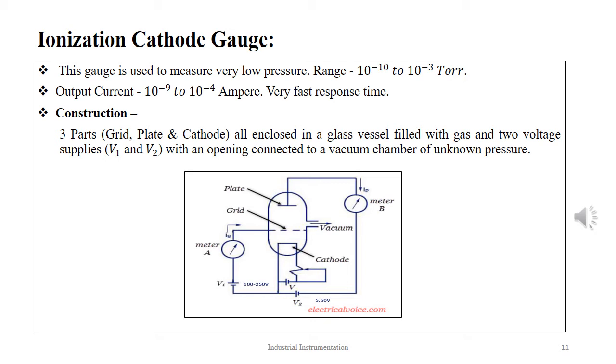The gauge has three electrodes, namely the cathode, which is the heating element, grid, and a plate, all enclosed in a glass vessel. The glass enclosure is filled with the gas. A vacuum chamber is connected whose pressure is under measurement.